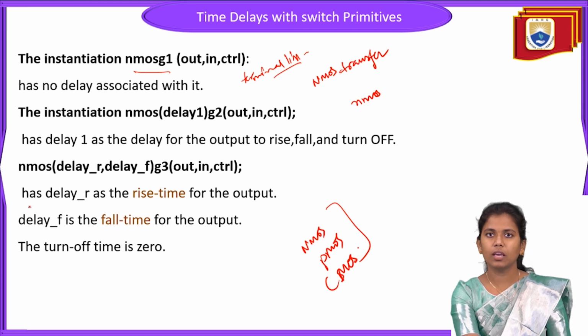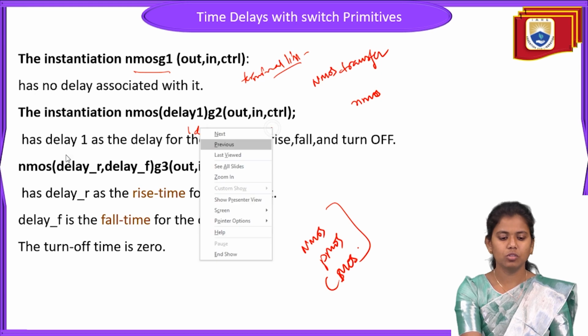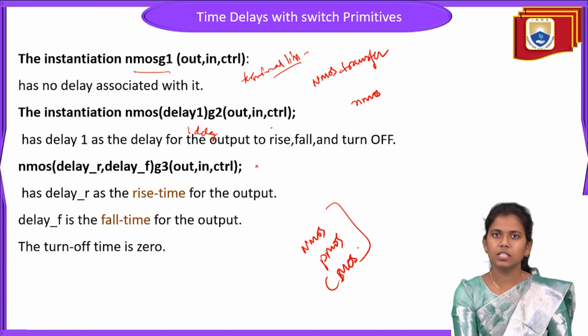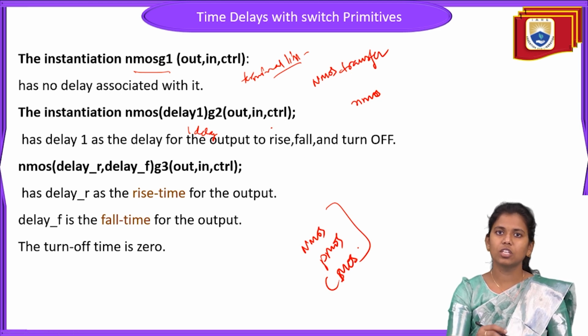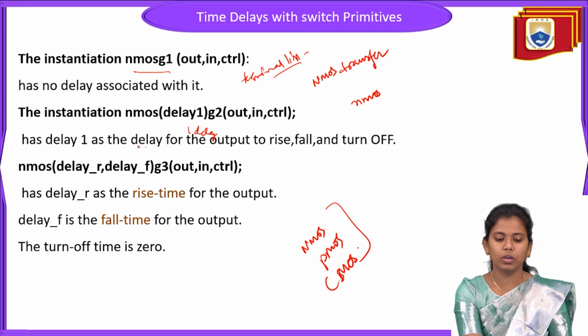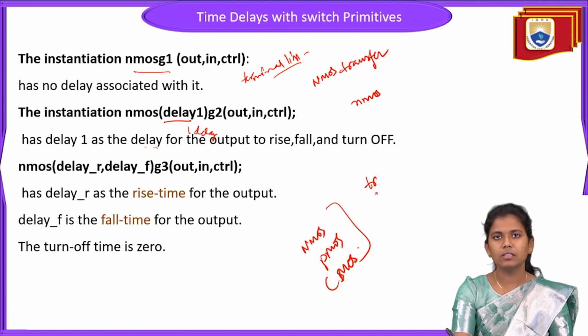And then coming to the NMOS with delays. If you observe, you have only one delay. The one delay, the name of a gate and then the terminal list. So here it has a delay 1, as a delay for the output is rise, fall or turn off. So here we can see the instantiation of a delay is represented only once, isn't it? This is delay 1. So this delay 1 could be the rise time, fall time or turn off time.